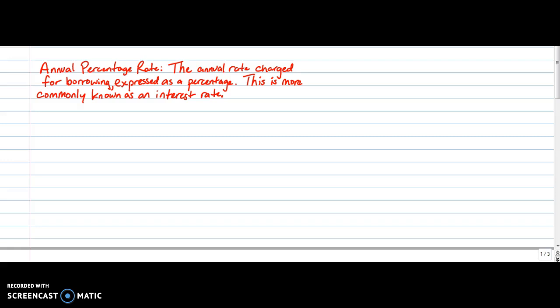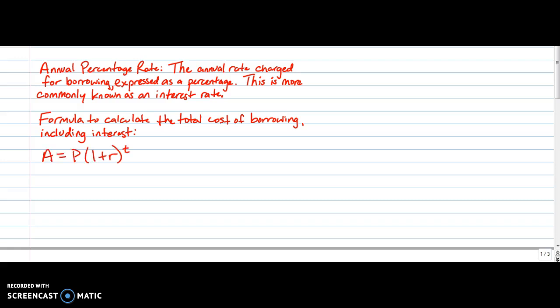In order to calculate how much you're going to have to pay in interest, depending on what amount of money you take out, we need to learn about a formula. Okay? The formula is the following. A equals P times (1 plus R) raised to the T power. And so let's go ahead and figure out what all that means. A is going to be your final answer. That's what you're solving for.